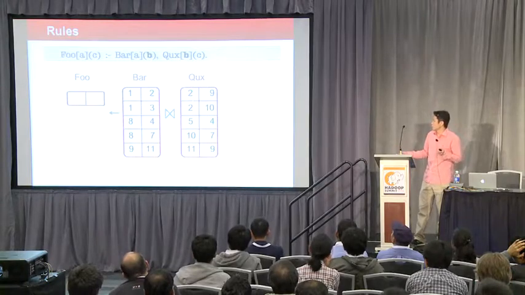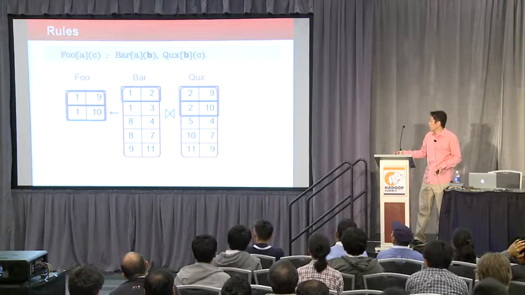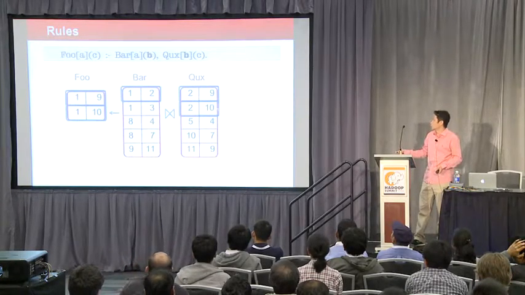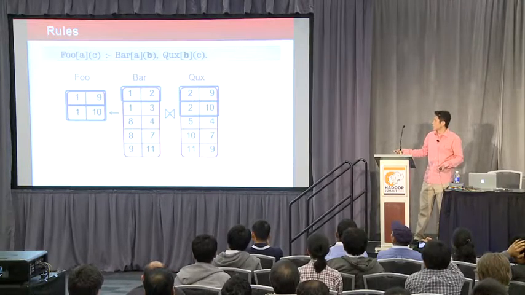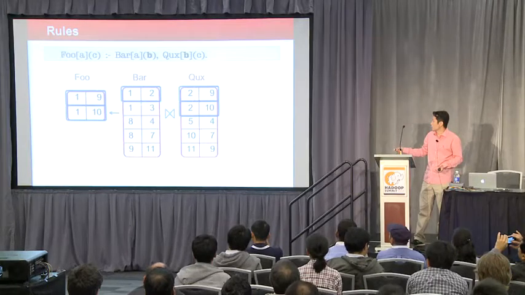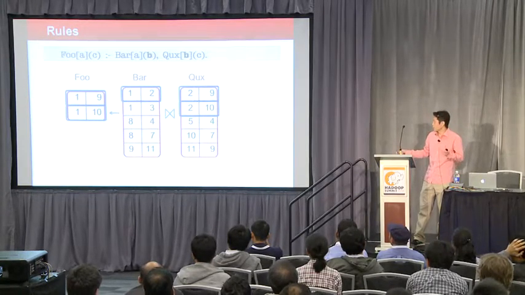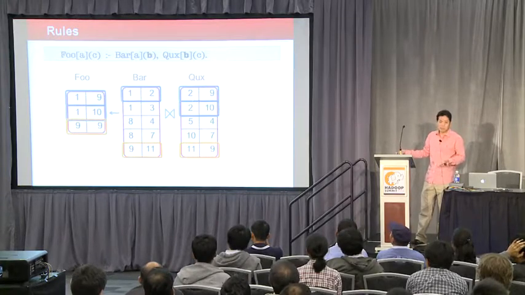Okay. So for the first tuple here in the bar table, we have 2 matching tuples. So we do the join operation and store the result in the foo table, but only A and C, which is the first column of bar and the second column of quotes. We have another matching tuple here. So after we evaluate this rule, we have 3 tuples in the foo table.